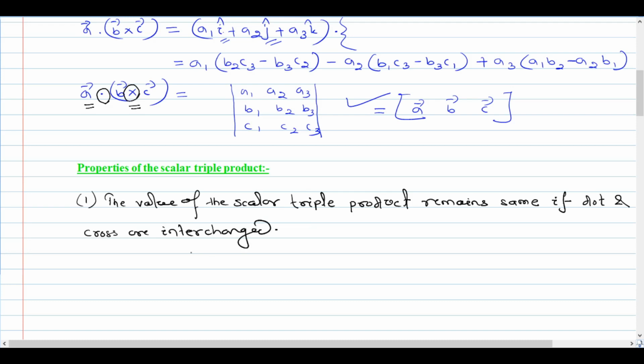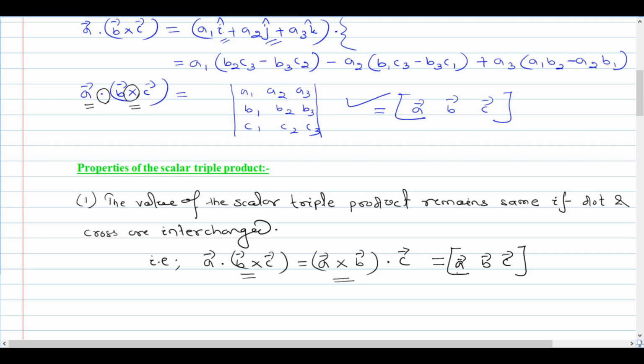Understood? That is, a vector dot b cross c is equal to a cross b, bracketed, dot c vector. Okay, so the value of these two will be the same. That is, you can write this as a vector, b vector, c vector as the scalar triple product, that is inside the square bracket.